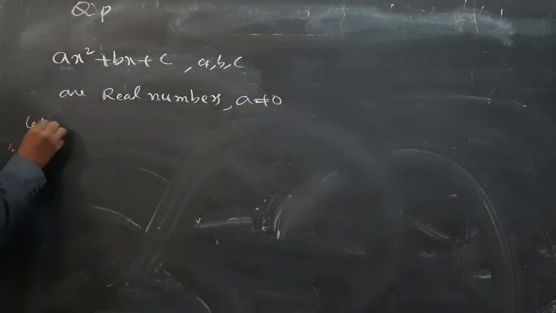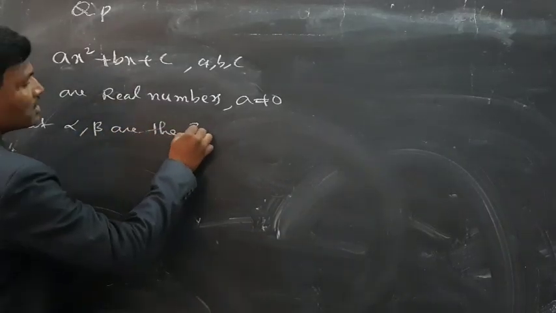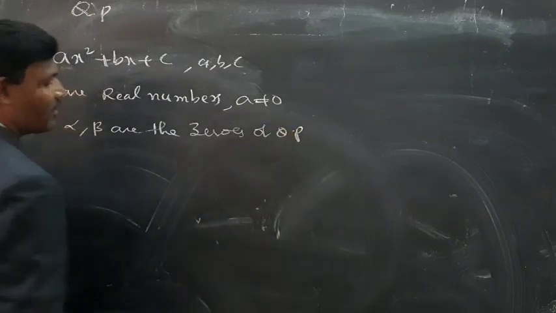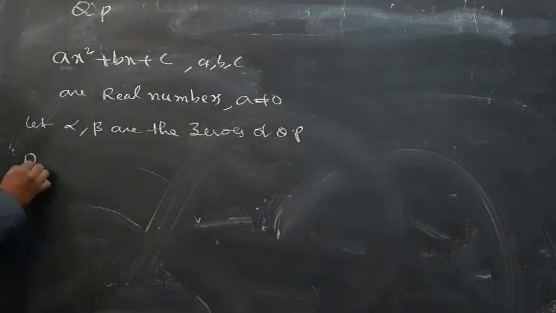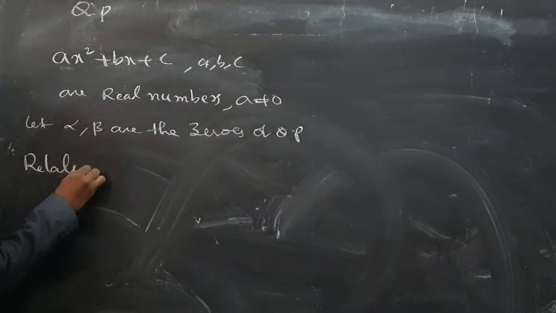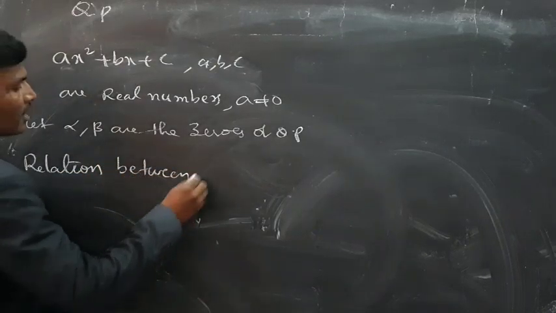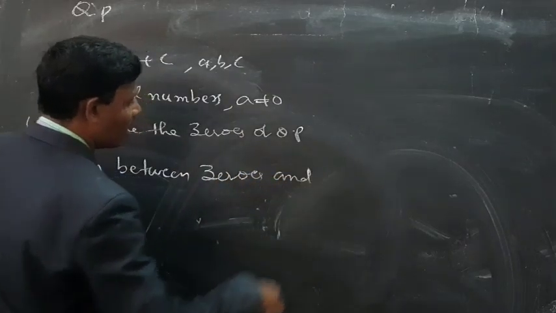Let alpha, beta be the zeros of the quadratic polynomial. Then here is the relation between zeros and coefficients.